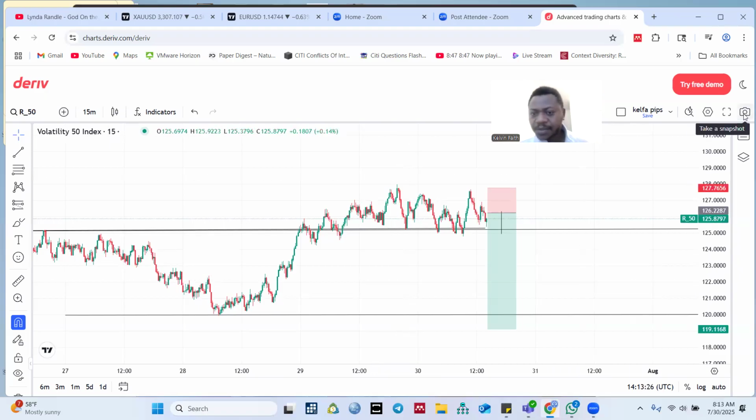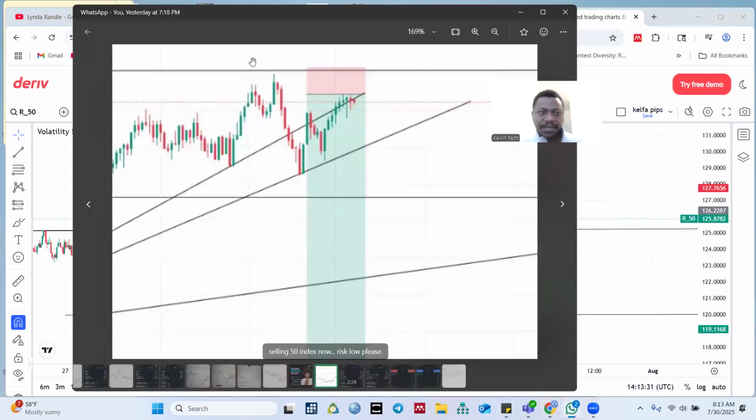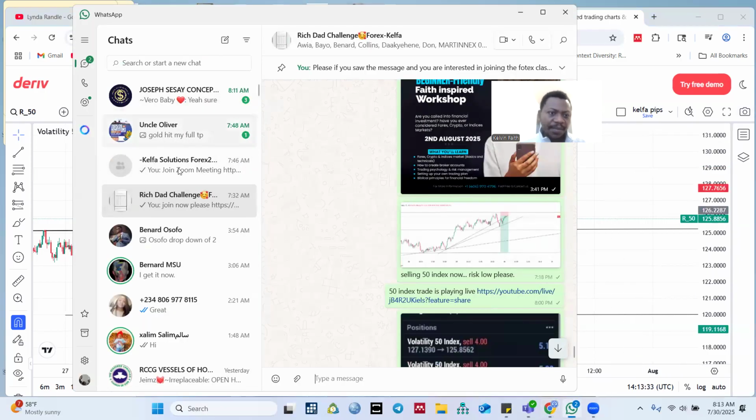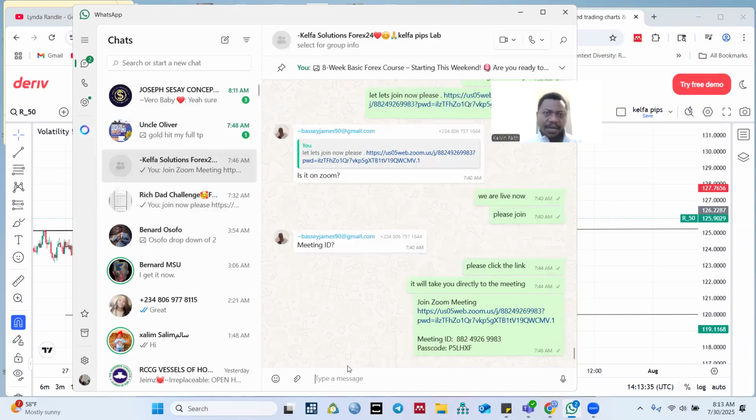Let me take a snapshot of this setup and then let me post it. Sell anticipation on 50 index. So let's see if it will work out.